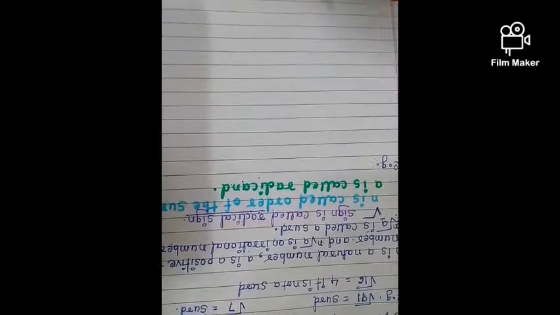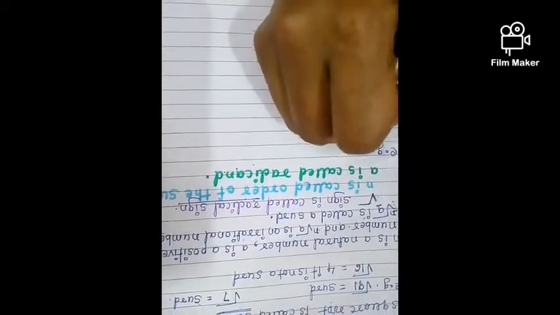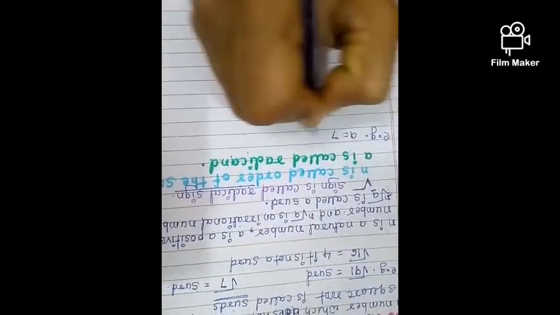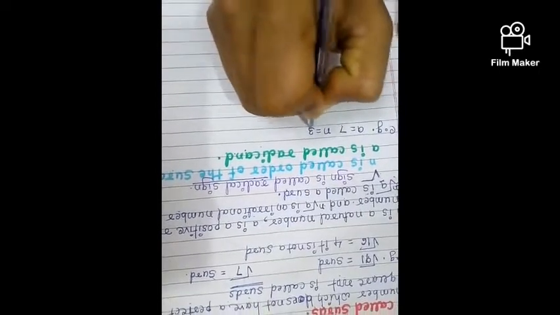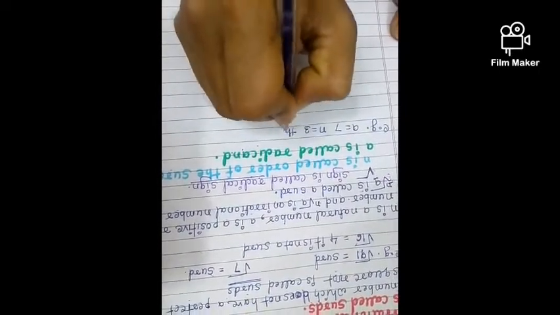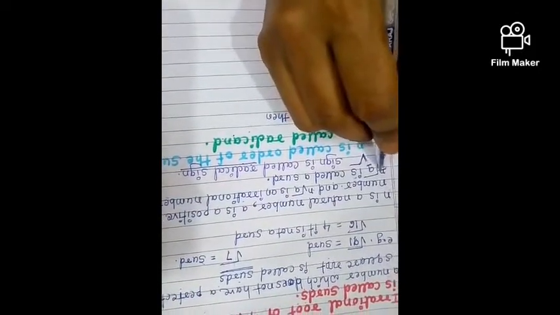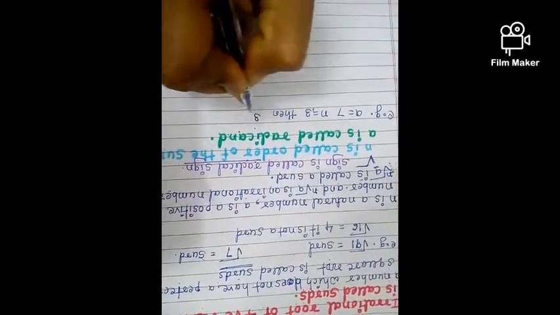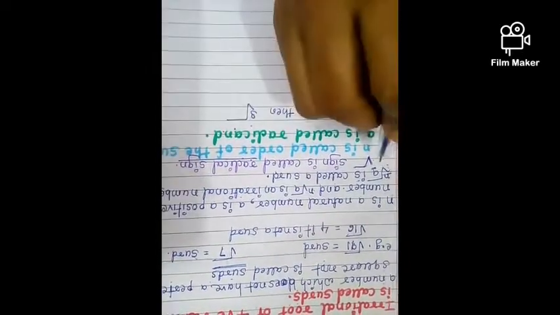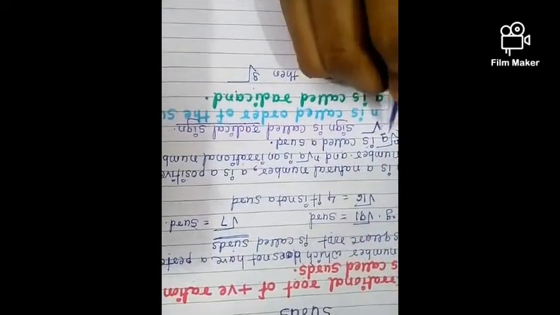So see example. Students, suppose a is equal to 7 and n is equal to 3. Then n means what? n means here 3. So write down here 3 with the radical sign. a is the radicand, right?